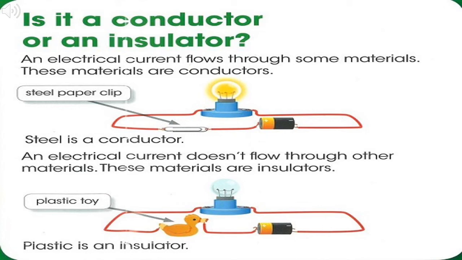Now, an electrical current flows through some materials. These materials are conductors. So when we think of a steel paperclip, we will say steel is a conductor. When you look at the first circuit, you can see that there is an electrical current flowing and the light bulb is on. Other materials, through which an electrical current doesn't flow, are known as insulators. If we look at a plastic toy, there they put a duck, that is actually an insulator, which means that there is no electrical current moving in that circuit and the light bulb will not go on.